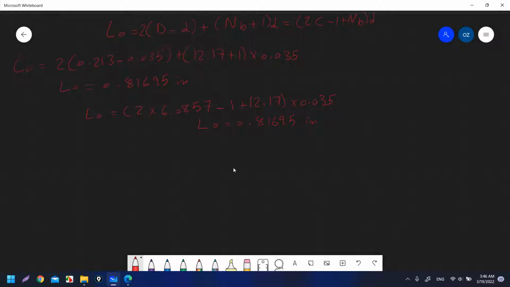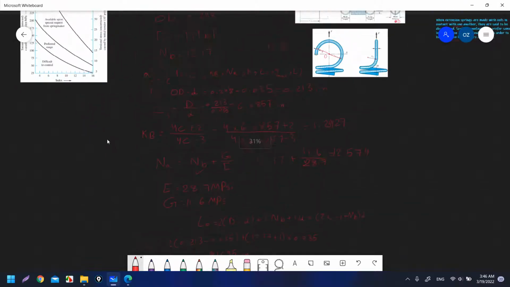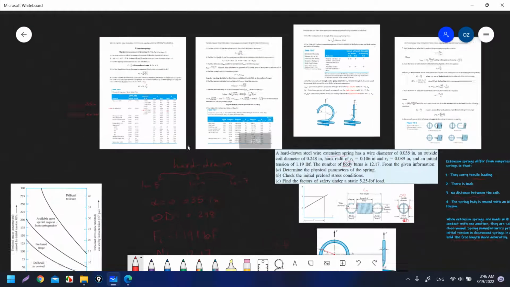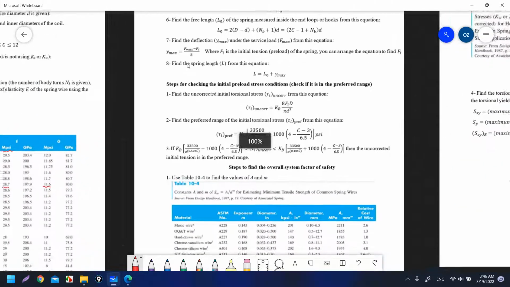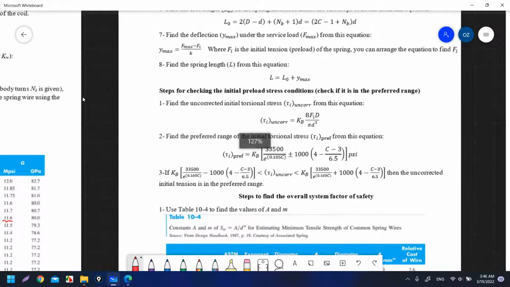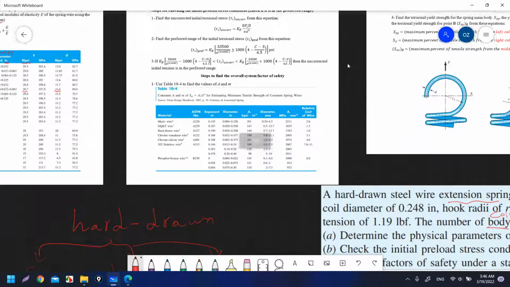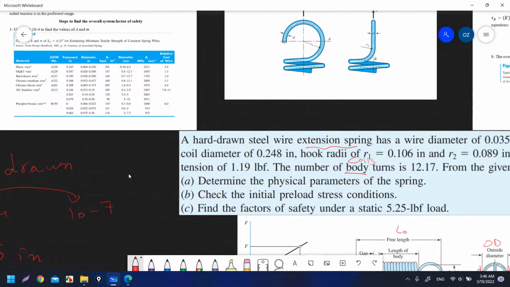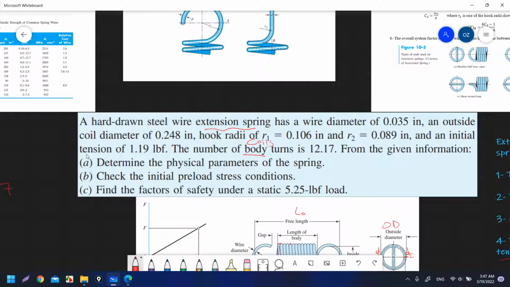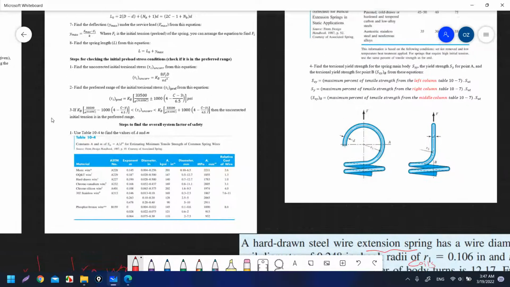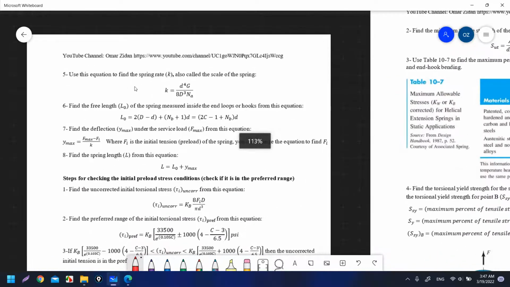Okay, in order to calculate Y max, it is calculated from this equation: F max minus Fi over K. Fi is given in the question; it is the preload, the initial tension, 1.19 pound force. And K is the spring rate. We also need to find the spring rate. We didn't find it yet. It is one of the spring physical parameters also.